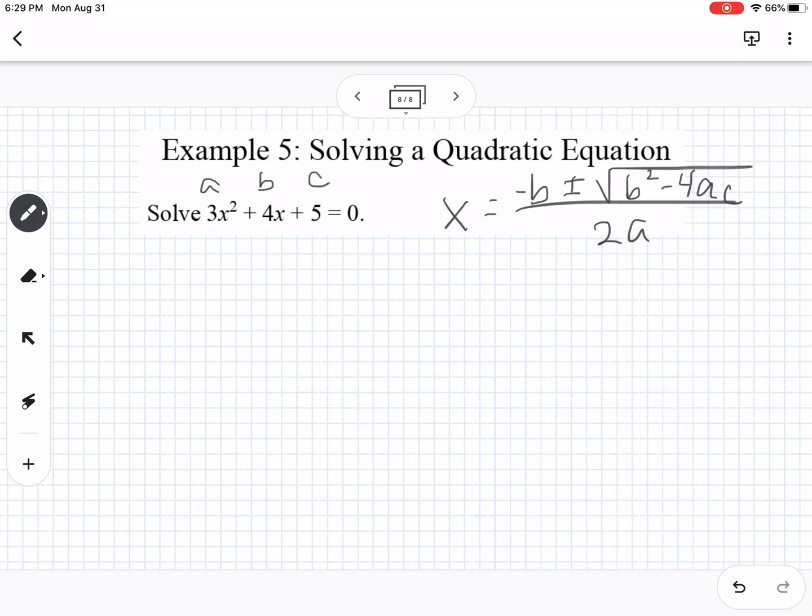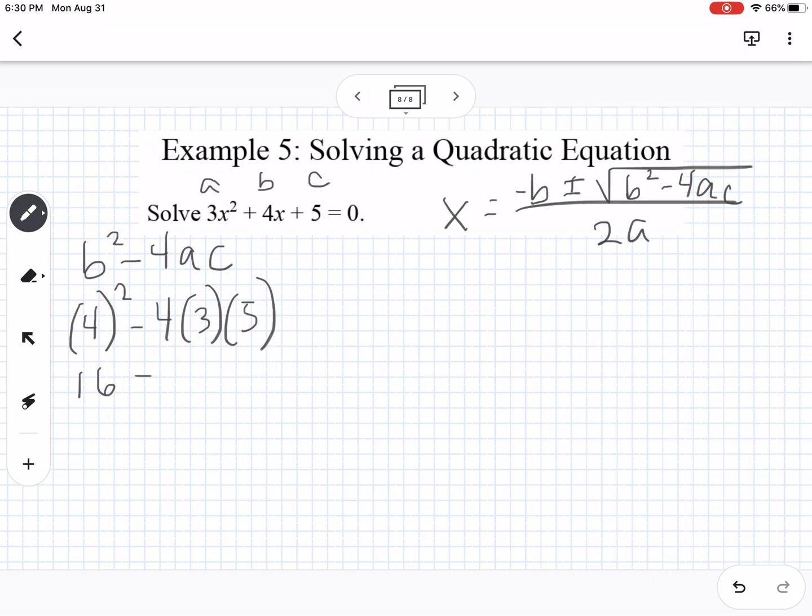So if we just look at the b squared minus 4ac, that is going to be 4 squared minus 4 times 3 times 5. So this would be 16 minus, this would be 20 times 3, so it would be minus 60. So we know that this 16 minus 60 is going to be less than 0. So that means that we're going to have no real solutions. So let's go ahead and solve this out and see what we get.